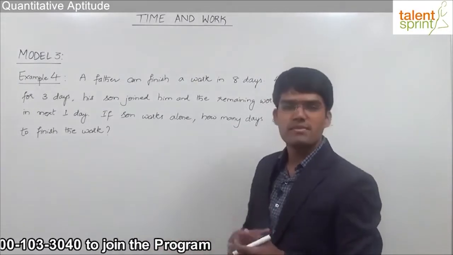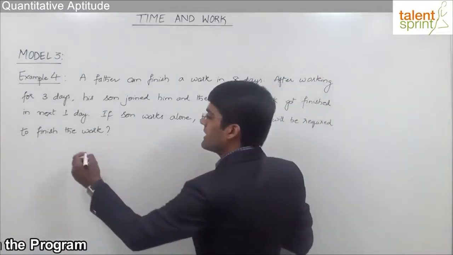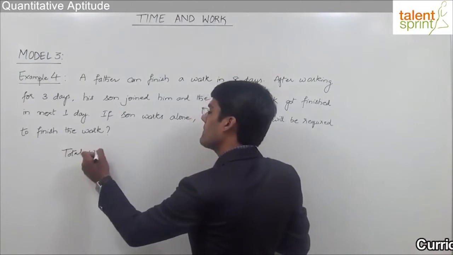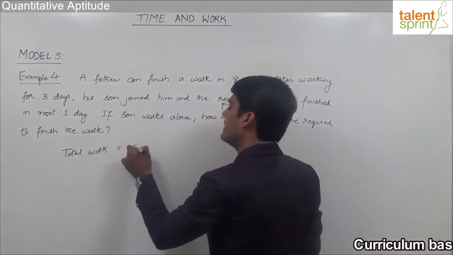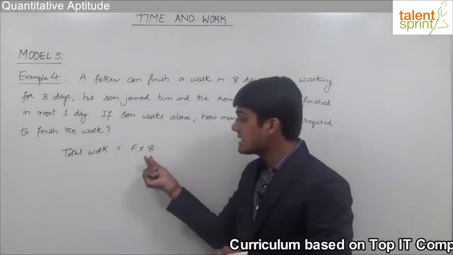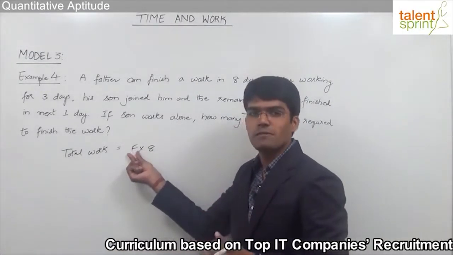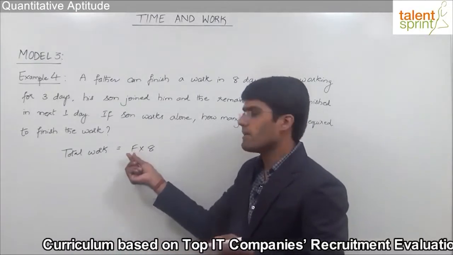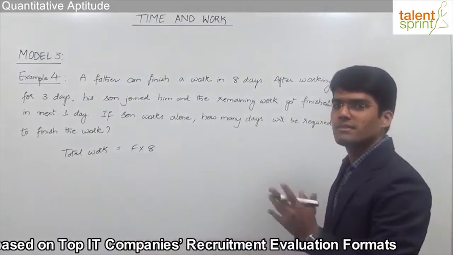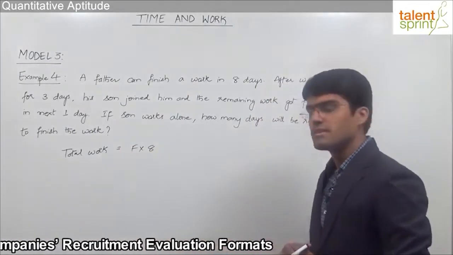Now here the two types of persons that we have are a father and a son. So we can say that the total work is nothing but father into 8 days, that is number of men into number of days. Understand, when we say F here, F is nothing but the capacity or the efficiency of the father. So F into 8 is the total work, that is nothing but the number of persons into number of days. So only one person whose capacity is F into 8 days.